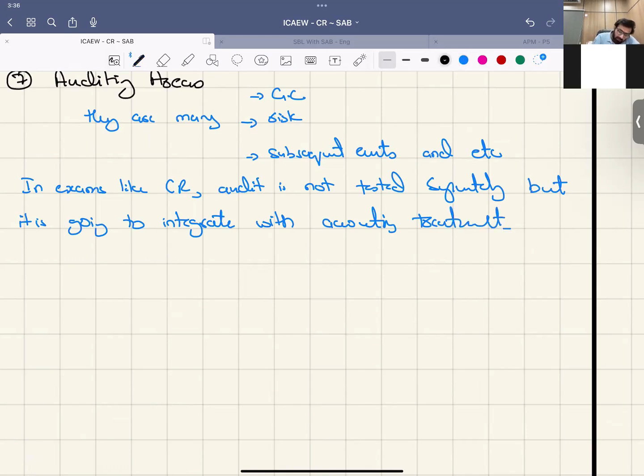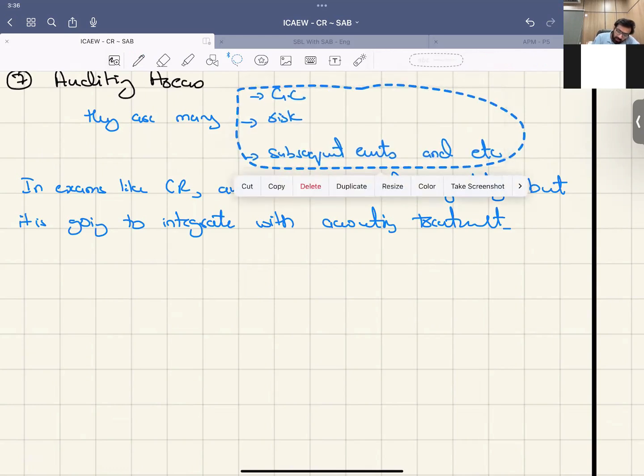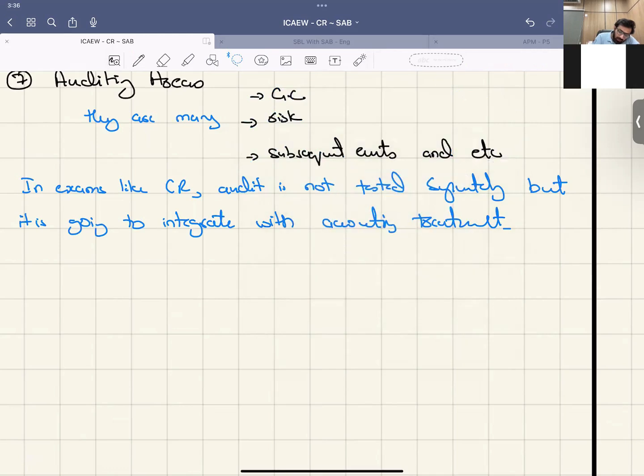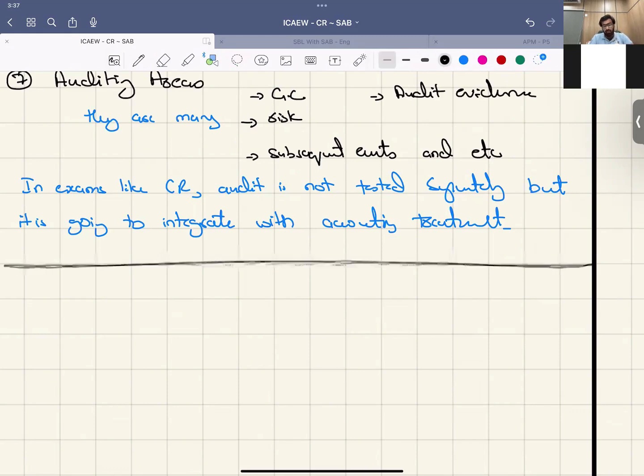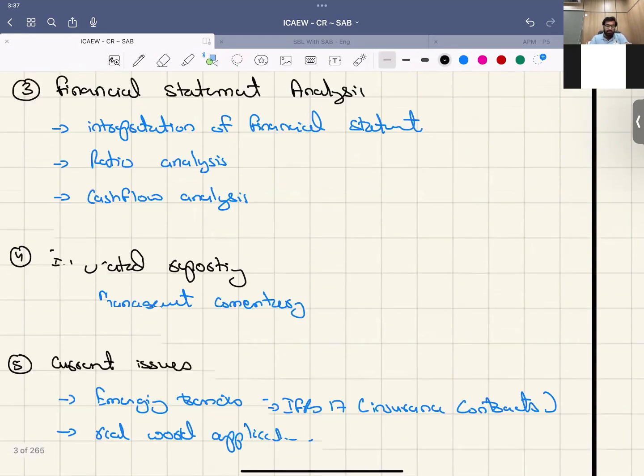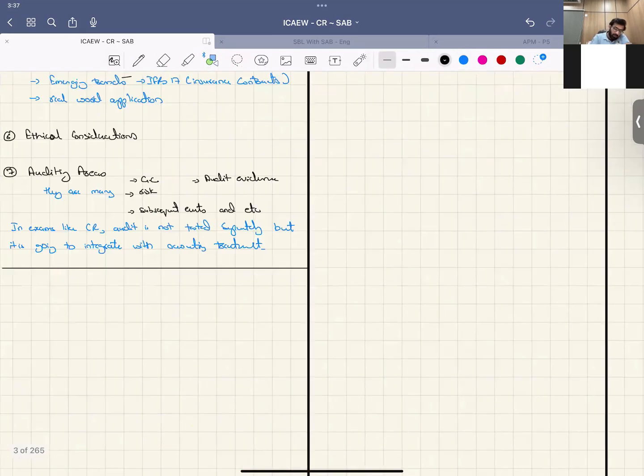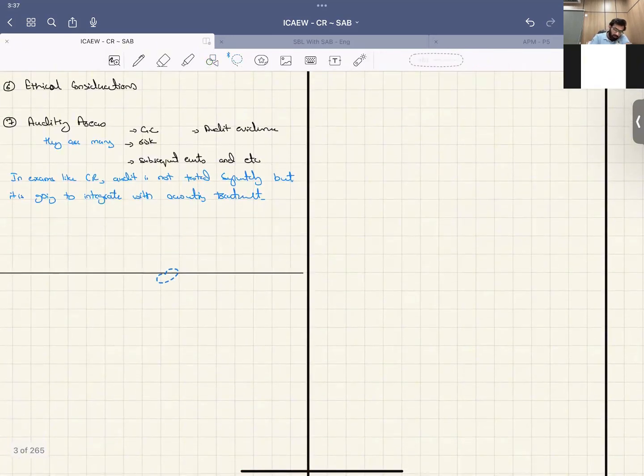Just like, if we can say, these are part of the syllabus, like GC and all that. So for subsequent events, there could be audit evidence as well that they could ask. They could ask you for an accounting treatment, and they could ask you to give the auditing evidence as well. And yes, the last one is the advanced information area.